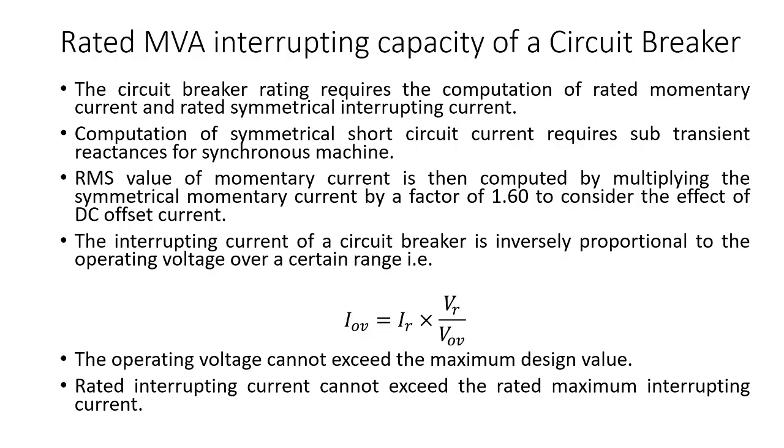So for a particular circuit breaker, if we have to use that circuit breaker in a particular line, we have to take the precautions so that the operating voltage during the fault cannot exceed the maximum design value, and the rated interrupting current, that is the current it will have to break in case of a fault, cannot exceed the rated maximum interrupting current which is specified for the particular circuit breaker.